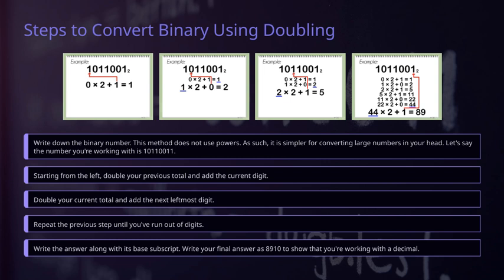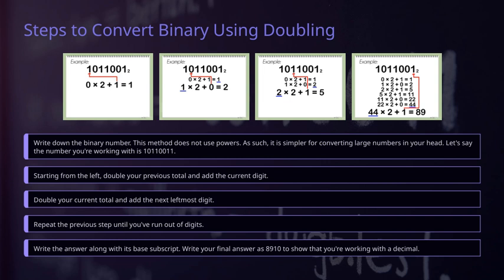To clearly communicate the result, write it down along with its base, like 89 in base 10, which shows we're working in the decimal system. This method ties into our overall theme by highlighting a practical mental math approach to understanding how binary numbers translate into familiar decimal values.